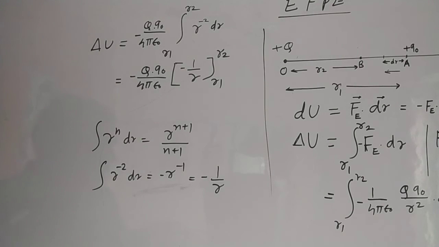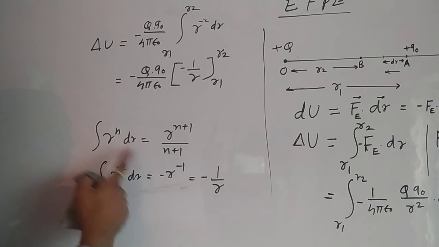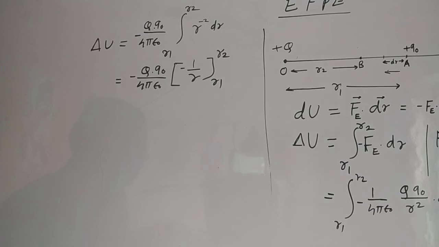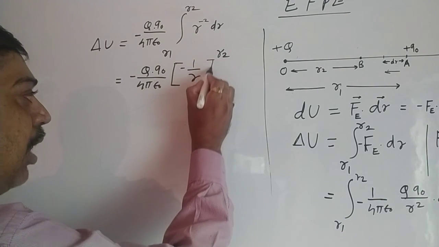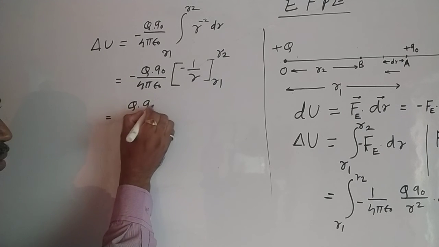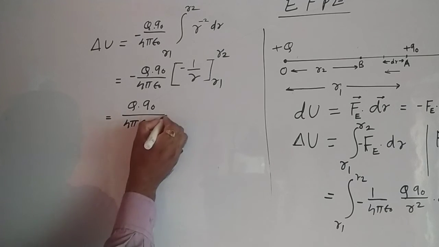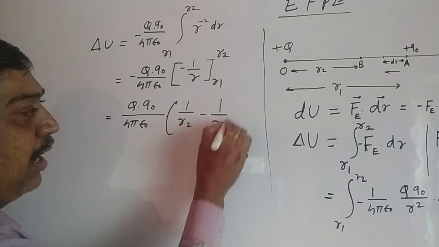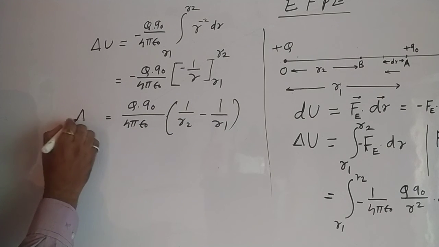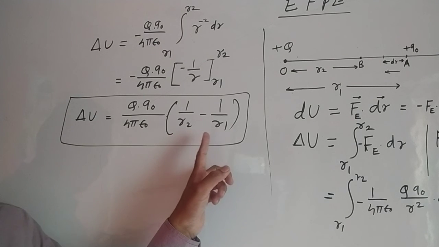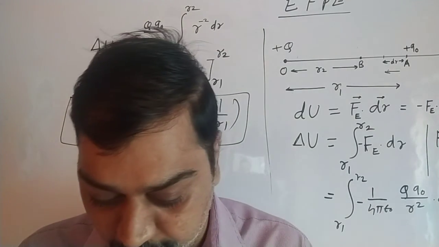Let's go further. Those who don't have mathematics, don't worry, this is a formula in mathematics to find the integration. Put n equal to minus 2 and solve it, and we get this equation. Now we apply upper limit minus lower limit. This minus sign cancels out, and we get plus Q into Q0 divided by 4 pi epsilon 0 into 1 by R2 minus 1 by R1. So this is the formula for the change in potential energy, or increase in potential energy. That will give the equation for potential energy.